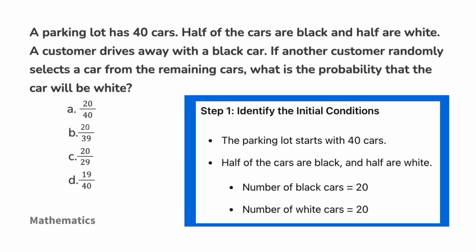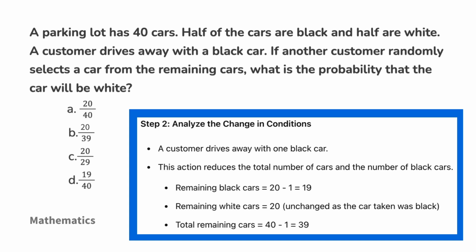Alrighty, let's talk. To solve this, we first want to identify the initial conditions. We know that the parking lot starts with 40 cars. We know that half of the cars are black and half of the cars are white. We also know that the number of black cars is 20, and the number of white cars is 20. Next, let's analyze the change in conditions. A customer drives away with one black car. This action reduces the total number of cars and the number of black cars. Remaining black cars is now 19. Remaining white cars is still 20. That's unchanged. The total remaining cars is 39.